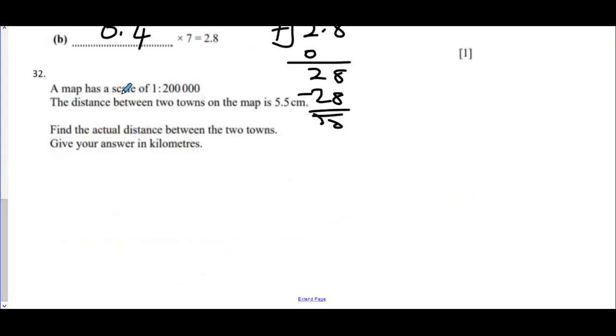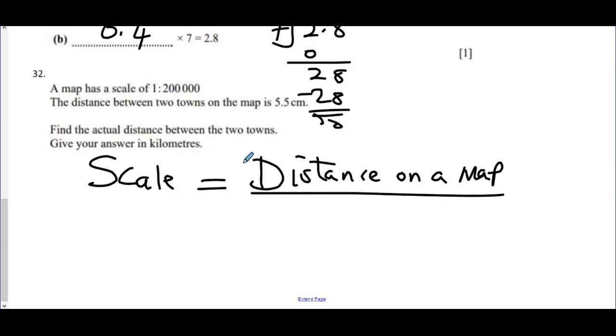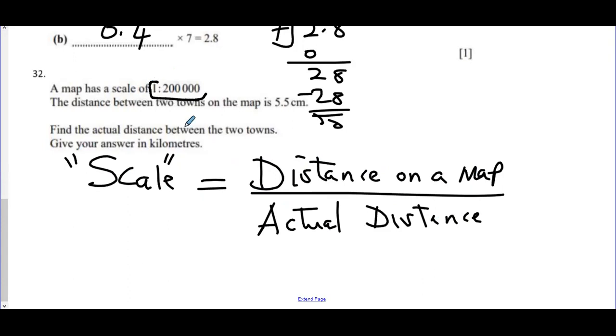Lastly, you have a map that has a scale of 1:200,000. What is the definition of the scale? Scale is distance on a map over the distance on the ground, which we call actual distance. So this scale is given as a ratio. You're going to write this ratio as a fraction. 1:200,000 will be 1 over 200,000.